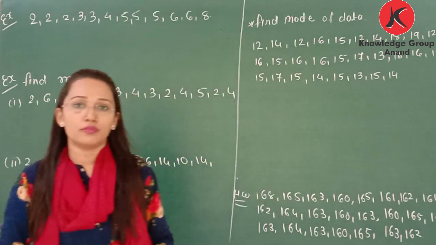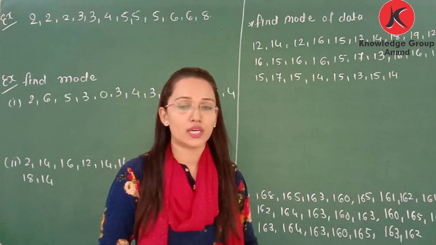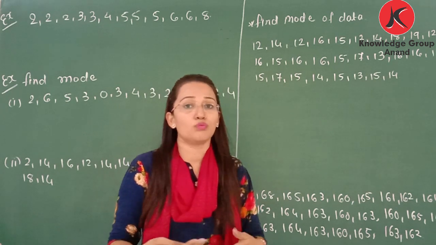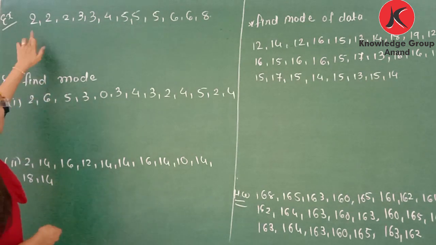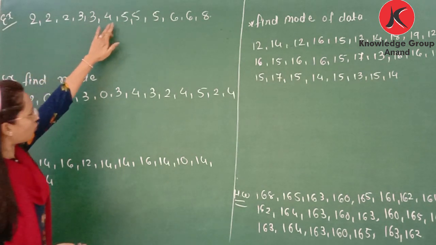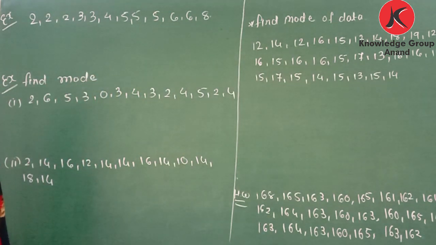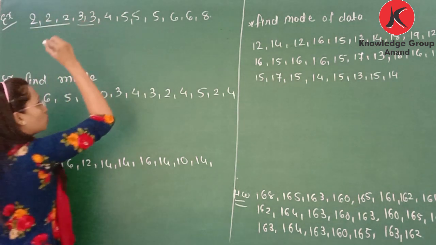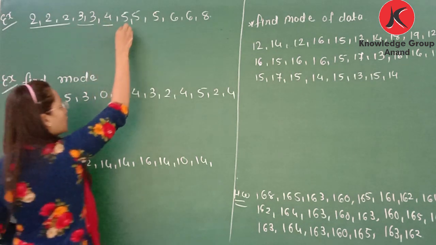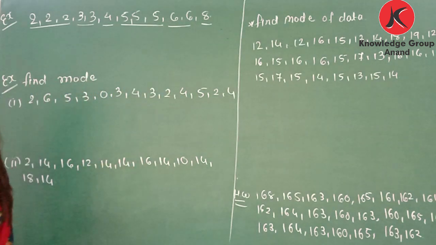So, as I told you, mode means the maximum repeated value, or the data that repeats most often. Here one example is given: 2 2 2 3 3 4 5 5 5 6 6 9 8. Find the mode of the data. Mode means find the maximum repeated value. So 2 is repeated 3 times, 3 repeated 2 times, 4 repeated only 1 time, 5 repeated 3 times, 6 repeated 2 times and 8 is repeated 1 time.